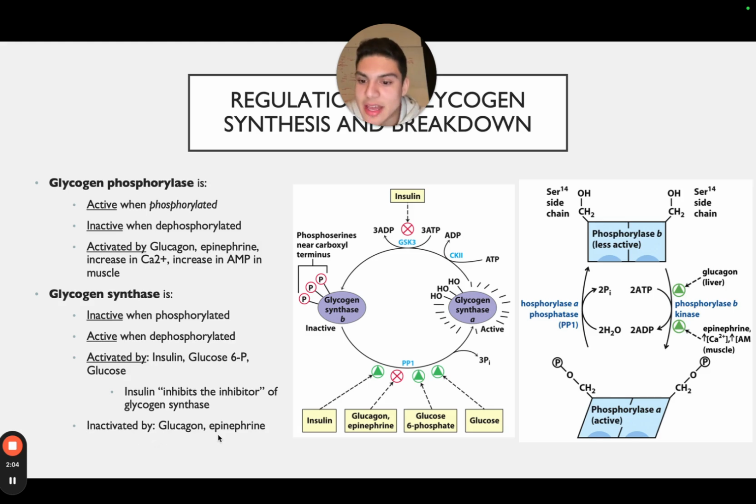And then also I want to say that glycogen synthase is inactivated by glucagon. And that makes sense. If we have low blood glucose levels, we don't want to form glycogen because that's just taking more away that could be given to the blood. And then same thing with epinephrine. It's a fight or flight response. We don't want to store stuff. When we're in fight or flight, we're breaking stuff down. We're not resting and digesting.